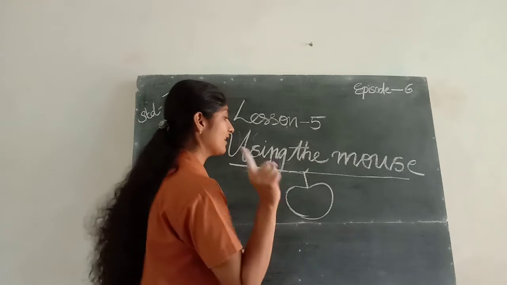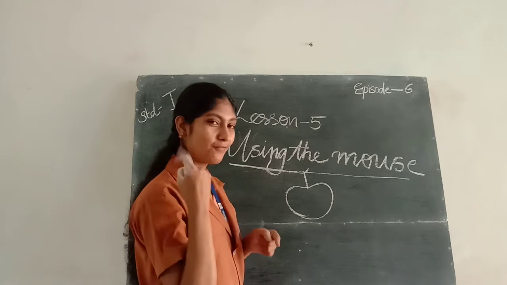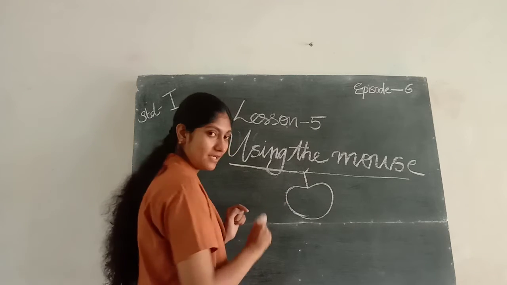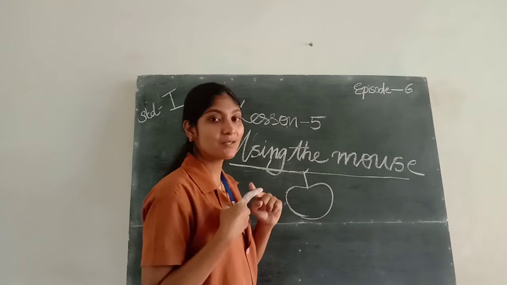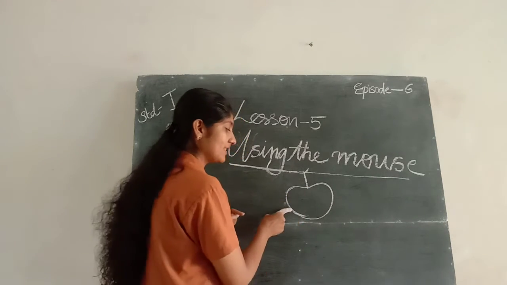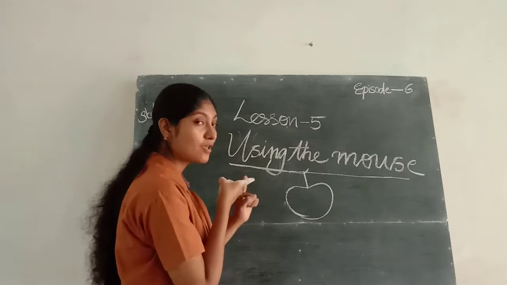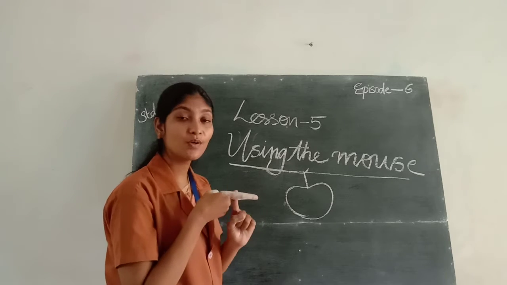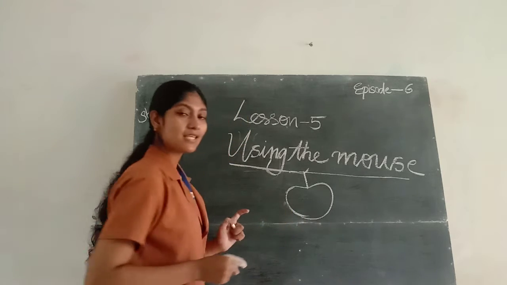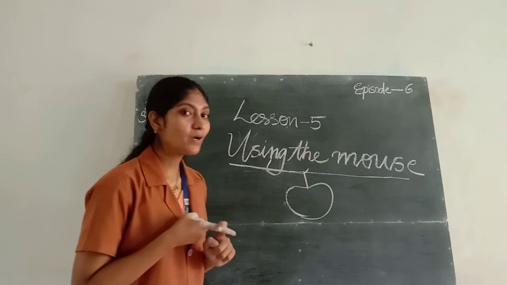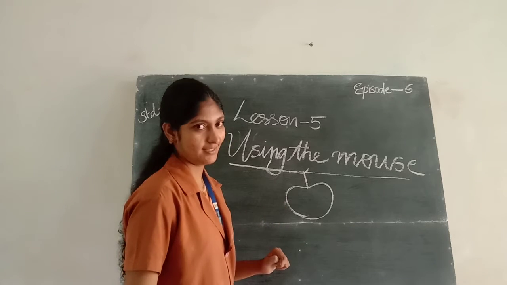look here, I am pointing an object, an apple, with my forefinger. This is an apple, right? How do I point this object? Using my forefinger. This finger is used for pointing. So, mouse is which type of device? Pointing device. Mouse is pointing device.